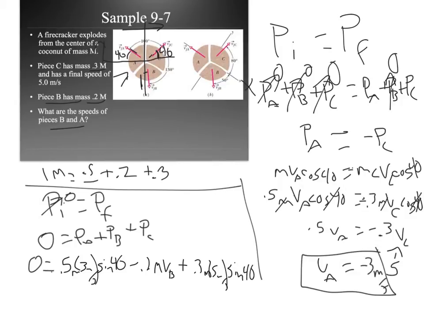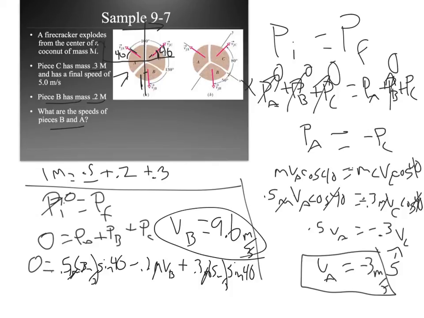Okay, so we can go ahead and solve this. M is going to drop out of the equation. And let's go ahead and find what the velocity of object B is. We punched all that in, we do some simplifying, and we find that the velocity of object B is going to be 9.6 meters per second, and this is downward. Okay, and there we go.